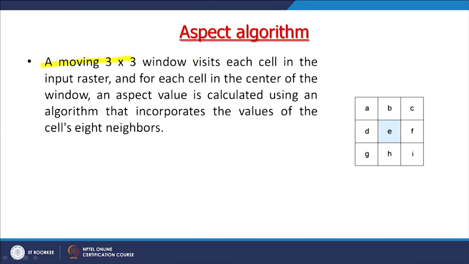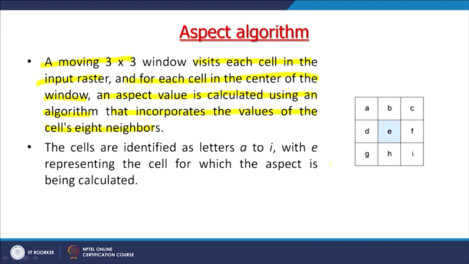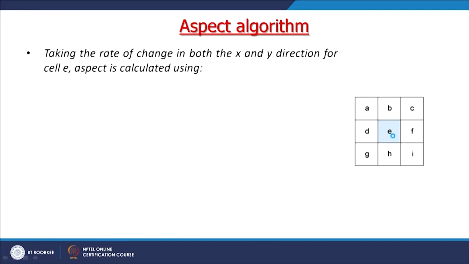Now, like when we were discussing the slope, similarly here also in case of aspect, the moving window 3 by 3 kernel visits each cell in the input raster, and for each cell in the center of the window an aspect value is calculated using an algorithm that incorporates the values of the cell's 8 neighbors. So, all 8 neighbors are searched and then a value is assigned. Now, the cells are identified here for simplicity as A to I, with E representing the center cell, for which the aspect has to be calculated.